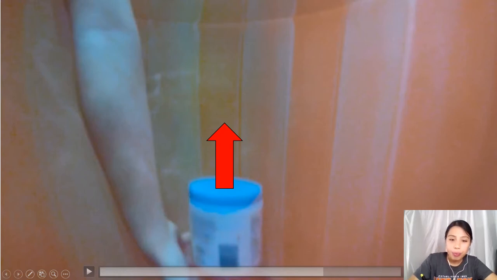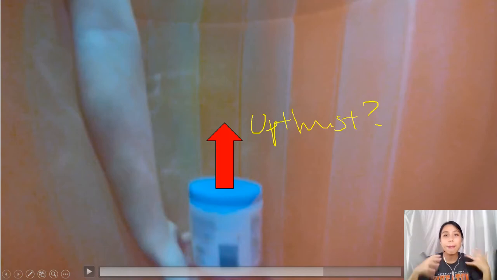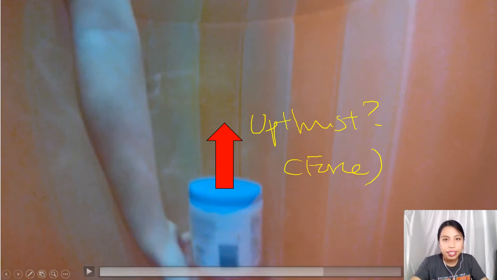So we need to be able to explain what is this upward force from. Upthrust. Where does it come from? And what are the factors that affect the magnitude of this force? This is a force, by the way. Okay. Let's take a look at the details of upthrust.